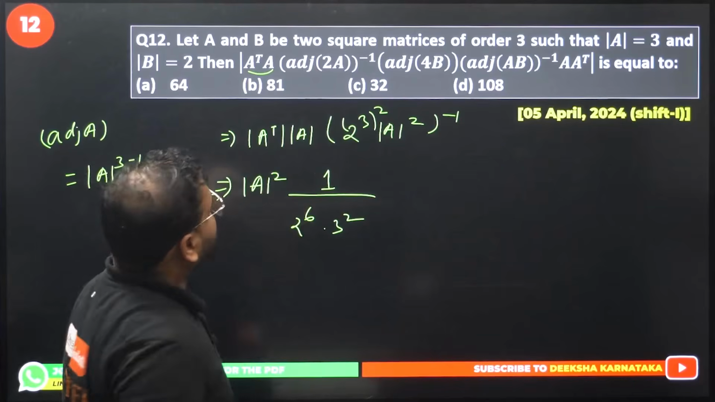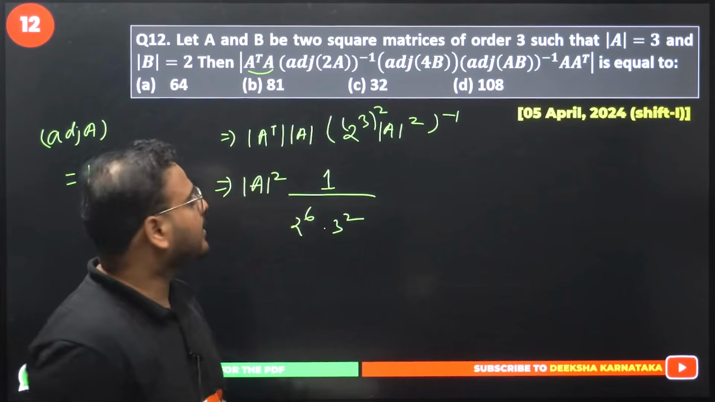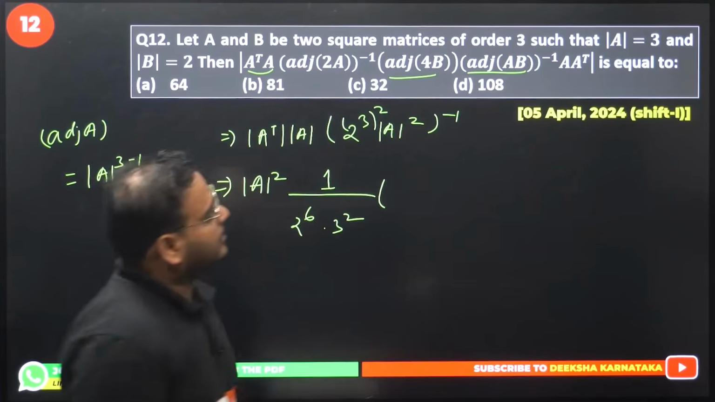Yeah. So we have 3 square, right? This will be cancelled. Alright. So the same you can do for the other terms also: adjoint of B, adjoint of AB, and A transpose.